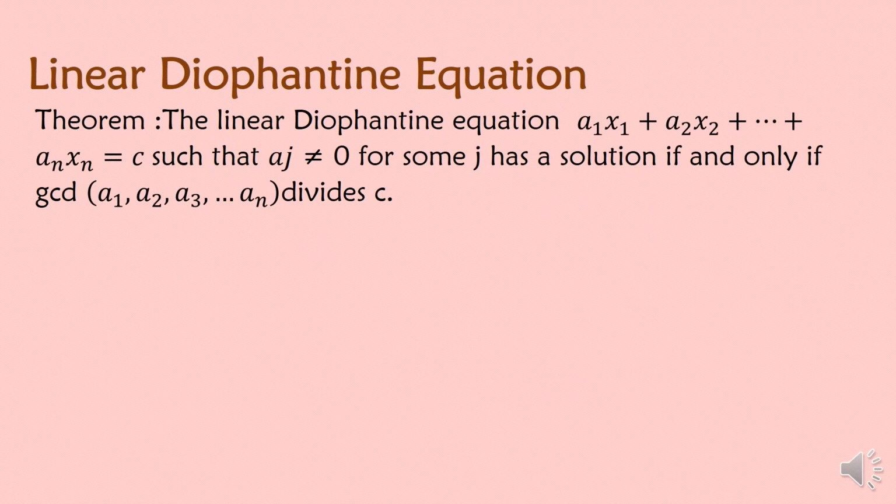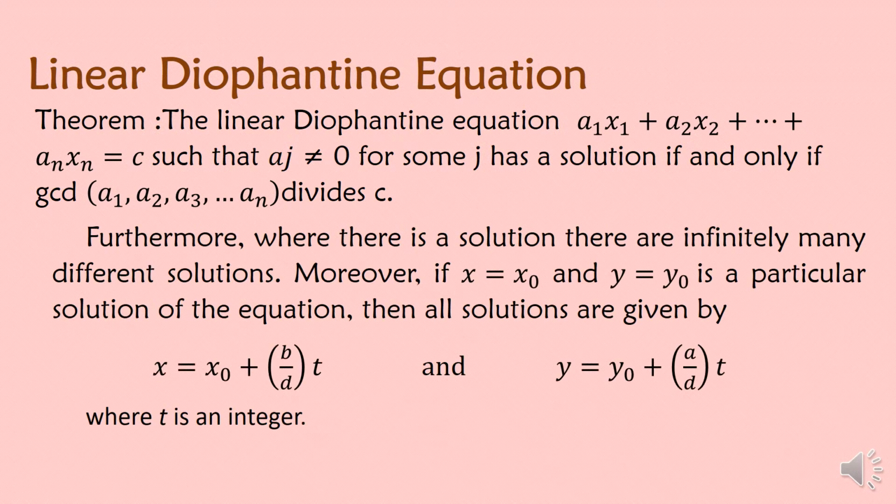Based on the theorem, the linear Diophantine equation a_1 x_1 + a_2 x_2 and so on equals c, such that a_j is not equal to 0 for some j, has a solution if and only if the GCD of a_1, a_2, a_3, and so on divides c. Furthermore, where there is a solution, there are infinitely many different solutions.